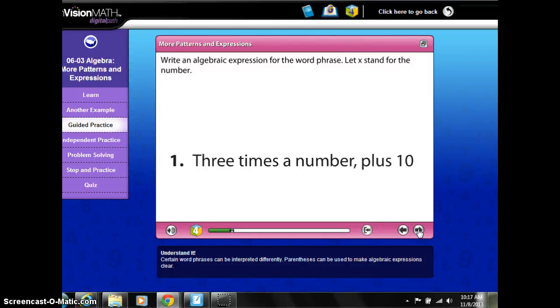Let's see. Will, help me out. I'm going to use n, if that's okay. That means 3 times a number. That's right. Looks good.